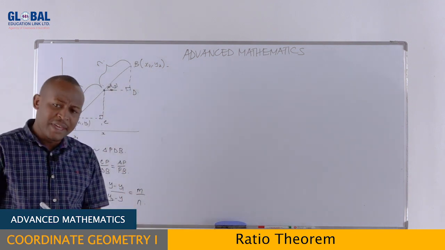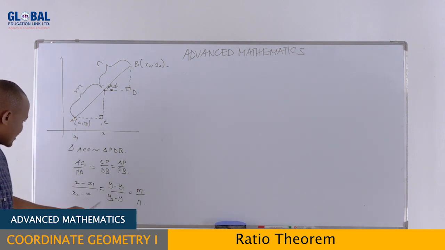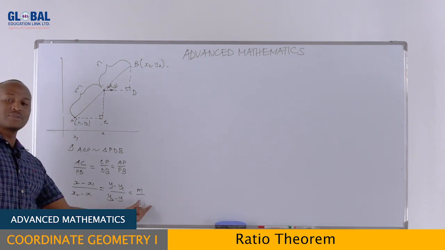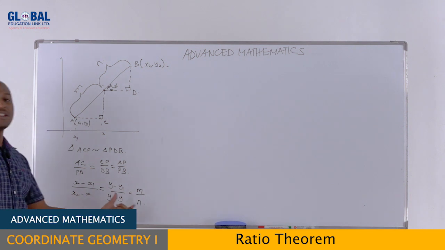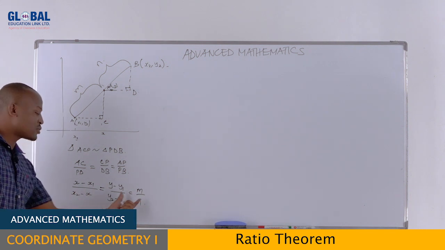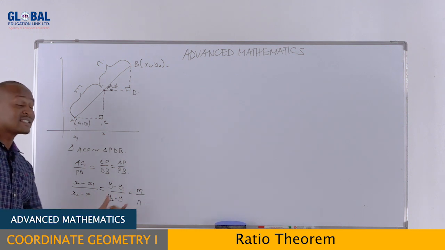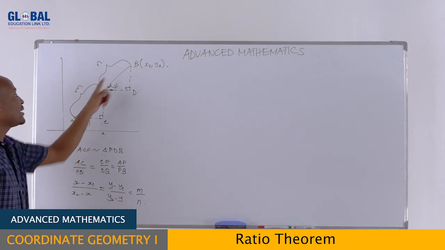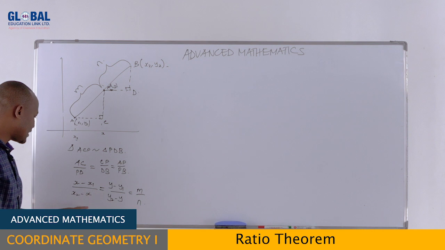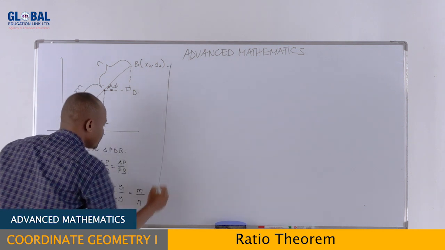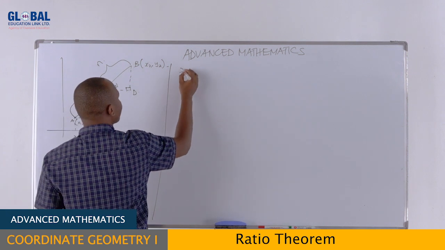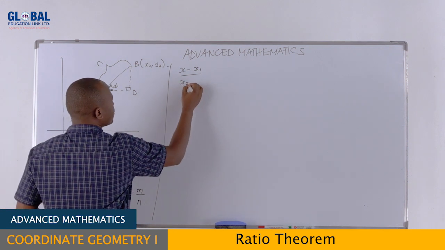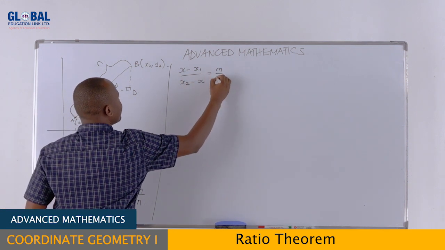Now, our aim here is to get the values of x and the values of y. So this first expression is equal to the last one, and the second one is also equal to the last one. So we can use these two cases and have the values of x and y that will divide that line internally. Now let's start with the first one: x minus x1 over x2 minus x equals m over n.